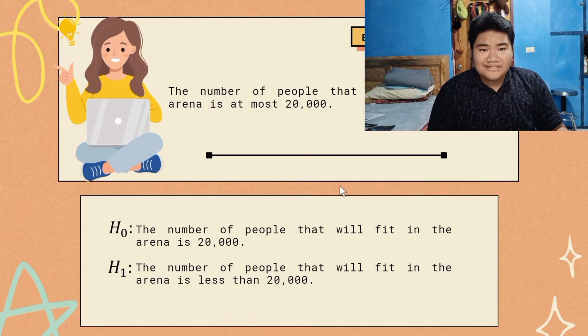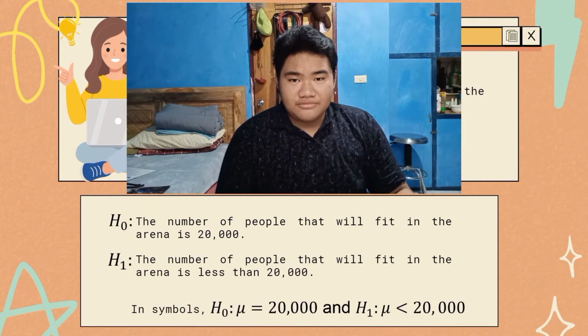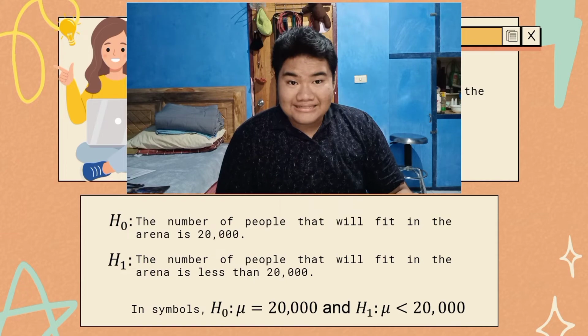If expressed in symbols, it will show null hypothesis, population mean is equal to 20,000, while alternative hypothesis, population mean is less than 20,000.